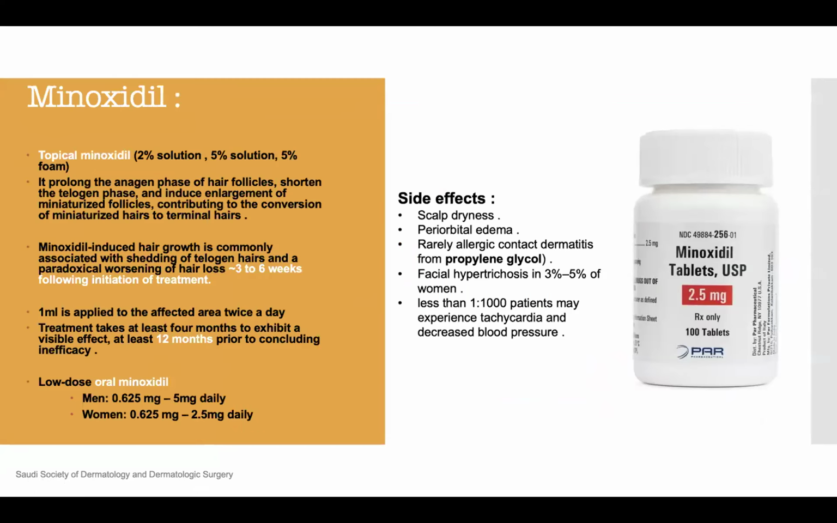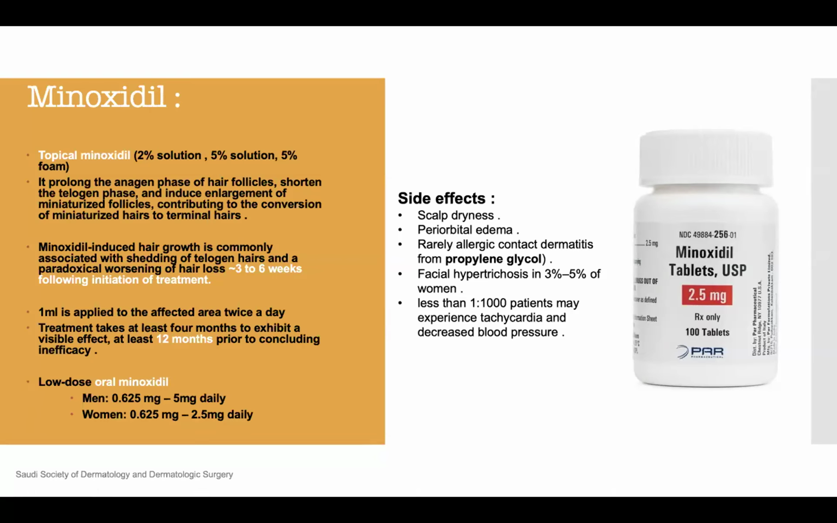The mechanism of action of minoxidil is that it prolongs the anagen phase of the hair follicle, shortens the telogen phase, and induces the enlargement of miniaturized follicles. So it contributes to the conversion of miniaturized hair to terminal hair as it was before. Usually after the use of minoxidil, patients can experience paradoxical worsening of hair loss, especially in the first 3 to 6 weeks after initiation of treatment.